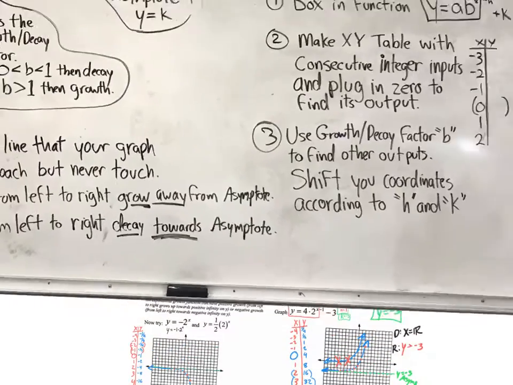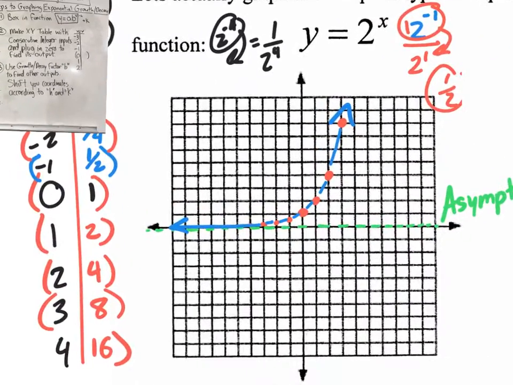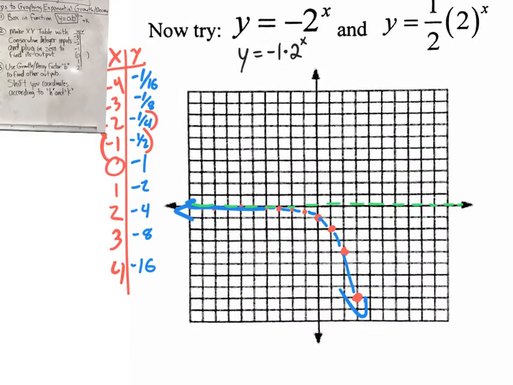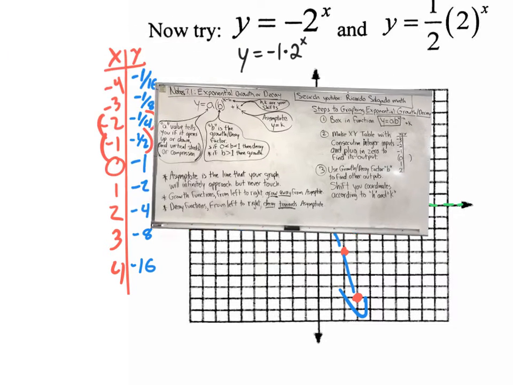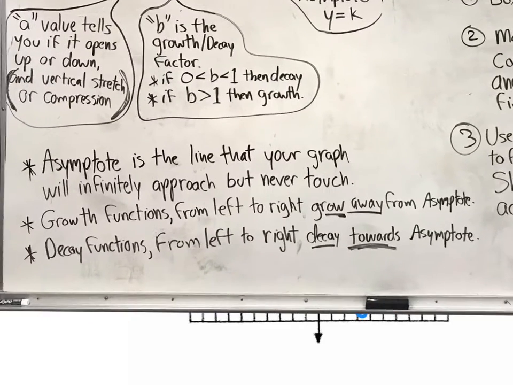Now, we already saw growth functions yesterday. And if you take a look at any of these growth functions from left to right, what's happening? It's growing away from the asymptote. Here's your asymptote. It's growing away from your asymptote. Got that? Even down here, from left to right, it's growing away from that asymptote. Make sense? So growth functions from left to right grow away from asymptotes.